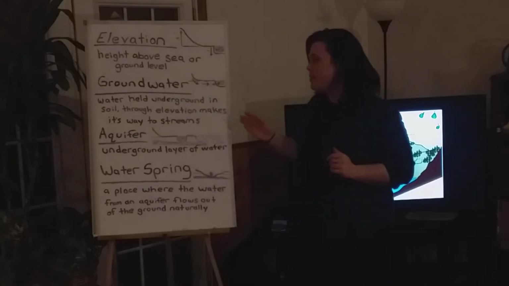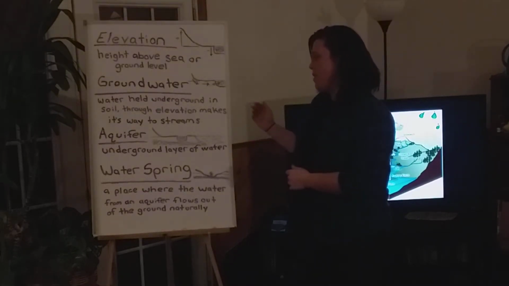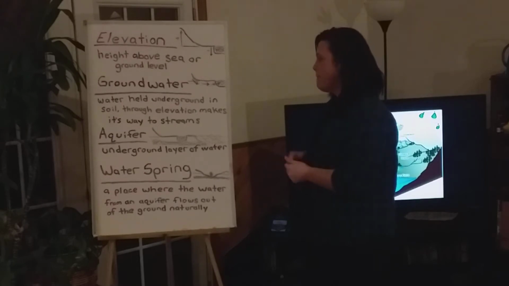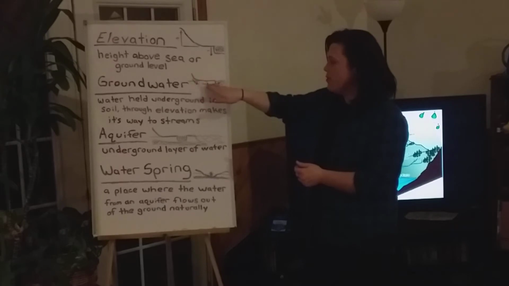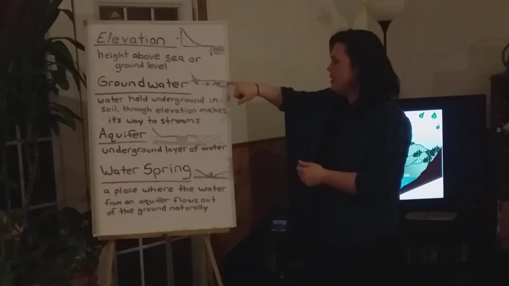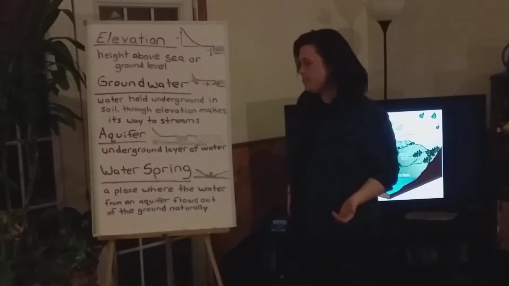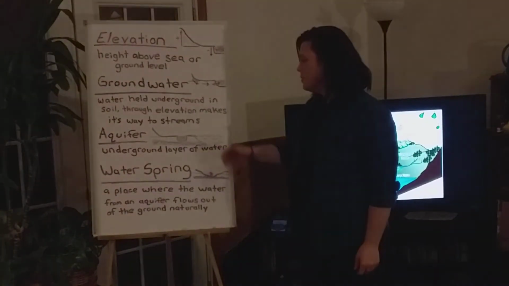Groundwater is water that is held underground in soil through elevation. It makes its way into streams, lakes, rivers, little tributaries. Another little picture you can see here where we have our ground level, our sea level, precipitation going into the soil, and the soil making its way with the elevation into the lake or whatever water source is around.